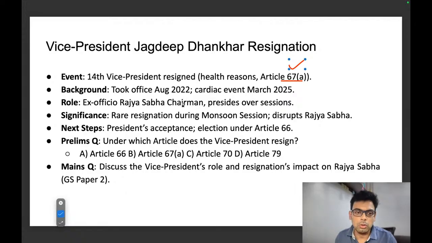Now let's talk about his role. His role is ex officio Rajya Sabha chairman, and he presides over sessions of the Rajya Sabha. This is the second important thing that you need to know. And this is a very rare instance when the Vice President of India is resigning.